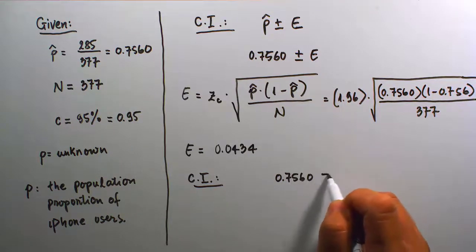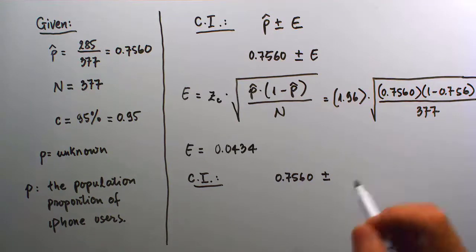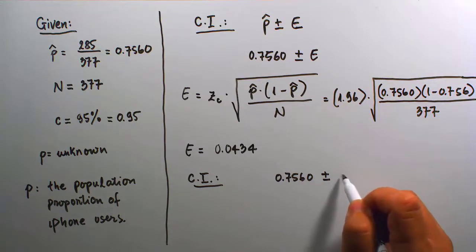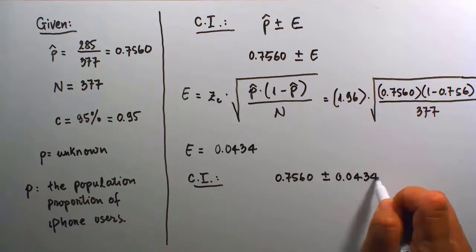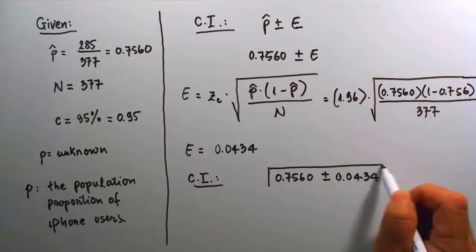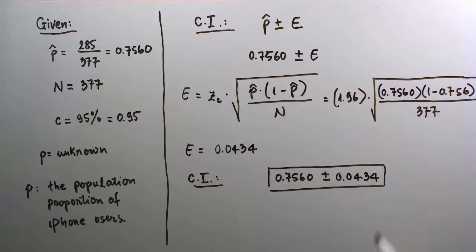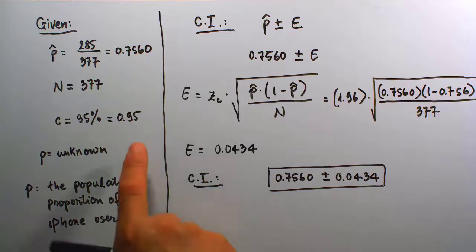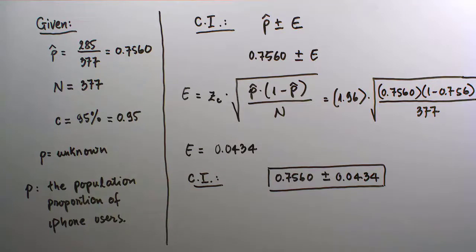and that means our final confidence interval is concluded to be, from where our sample proportion currently is, 0.7560. The actual population proportion of iPhone users, and here I'm talking about the actual global population proportion of iPhone users, is anywhere up and down by 0.0434 from our current sample proportion. So 0.7560 up and down by 0.0434. And this interval is guaranteed at a success level of 0.95 or 95%.